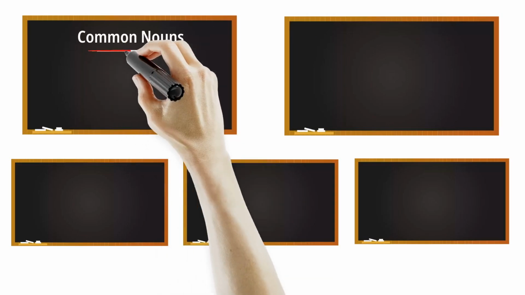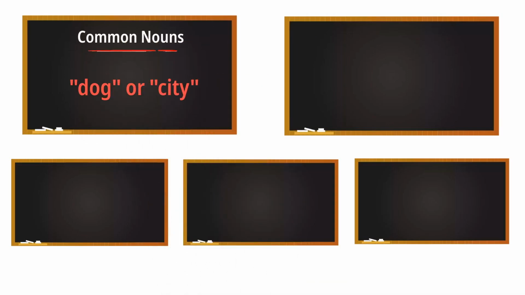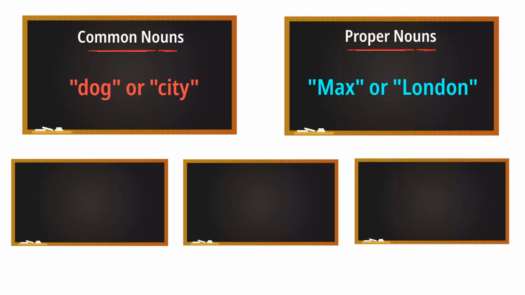There are different types of nouns too. Common nouns are general names like dog or city. They don't need capital letters because they refer to any example of that thing. Proper nouns are specific names like Max or London. Notice how they always start with a capital letter because they name a particular person, place, or organization.